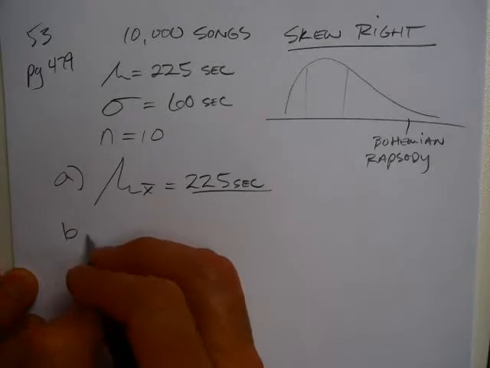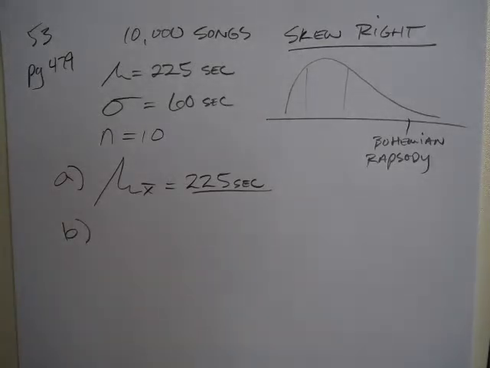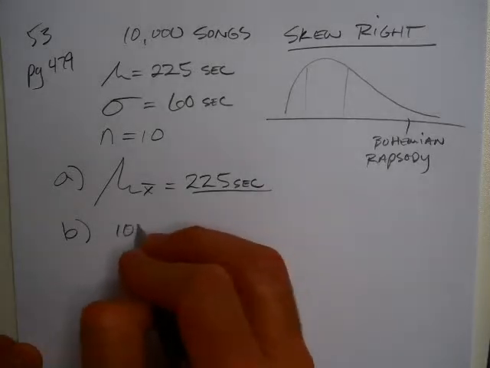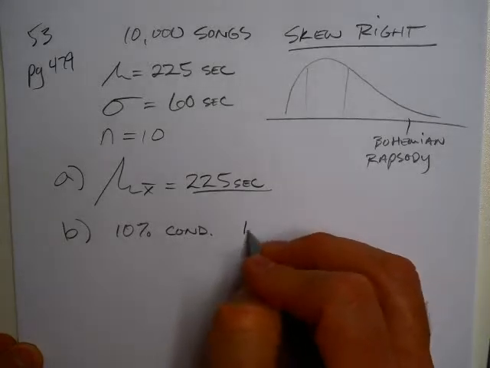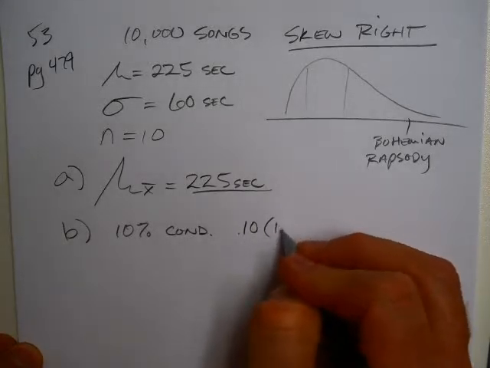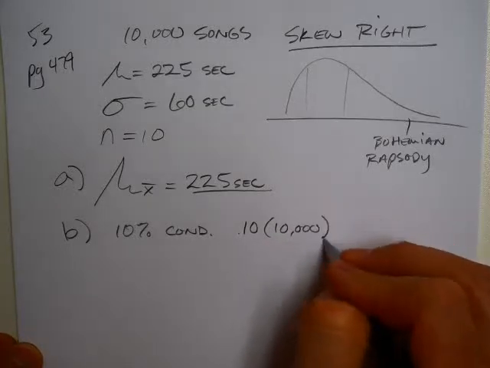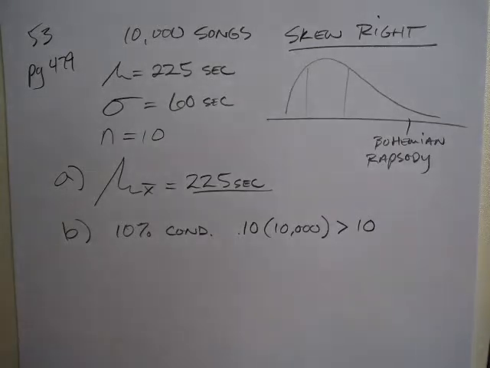And B, calculate and interpret the standard deviation of the sampling distribution of x bar. Verify that the 10% condition is met. Let's do that first. 10% condition is 10% of the population bigger than 10? 10% of 10,000, is that bigger than 10? Yeah, that's 1,000, isn't it? Definitely. So we've met our 10% condition.